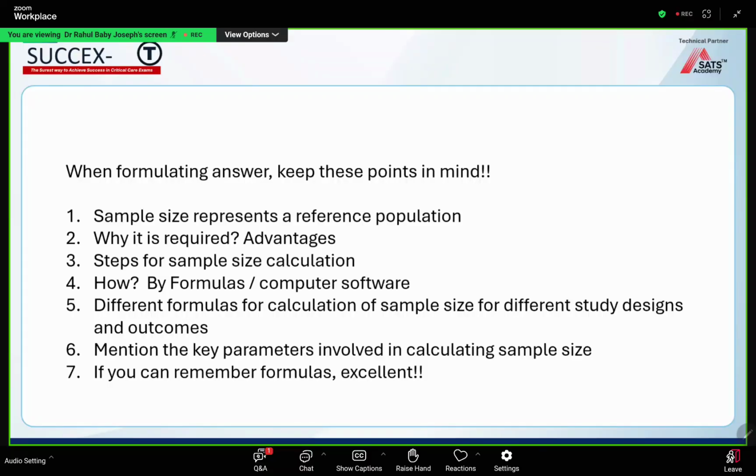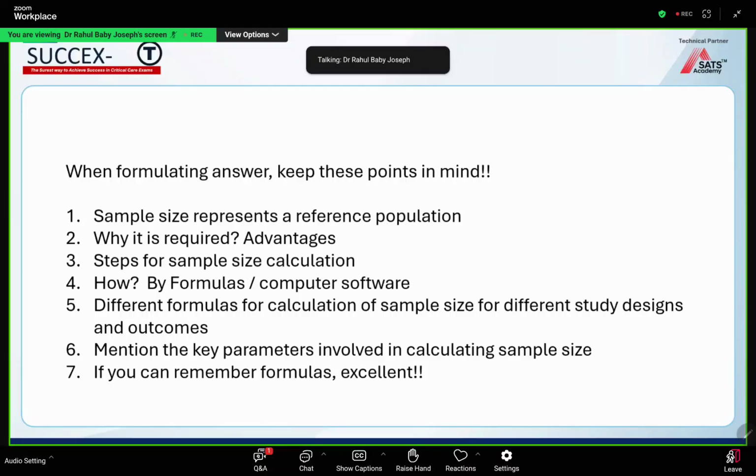So when you're trying to formulate an answer, when the question is asked for sample size, you know that the sample size represents a reference population. You can mention the advantages of sample size calculation, what are the steps of sample size calculation, and also the key parameters, what all parameters you have to know for calculating the sample size. The sample size calculation is different for different study designs. The formula is different for different study designs and outcomes.